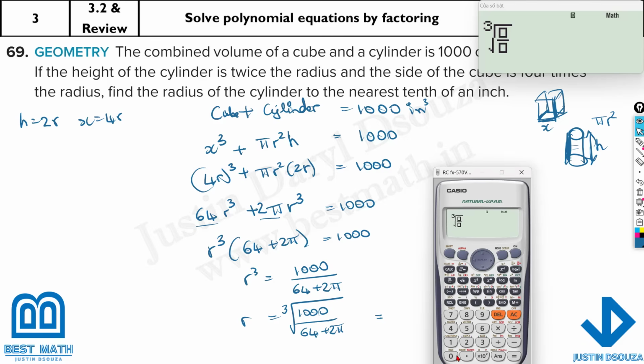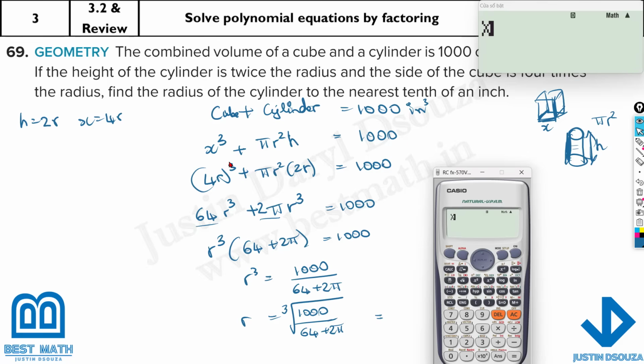And what are the terms? It's 1000 divided by 64 plus 2 pi. That is equal to 2.4. See, to the nearest tenth of an inch, it's 2.4. That's it. Now you can even get your answer from the first step itself. Check it out over here.